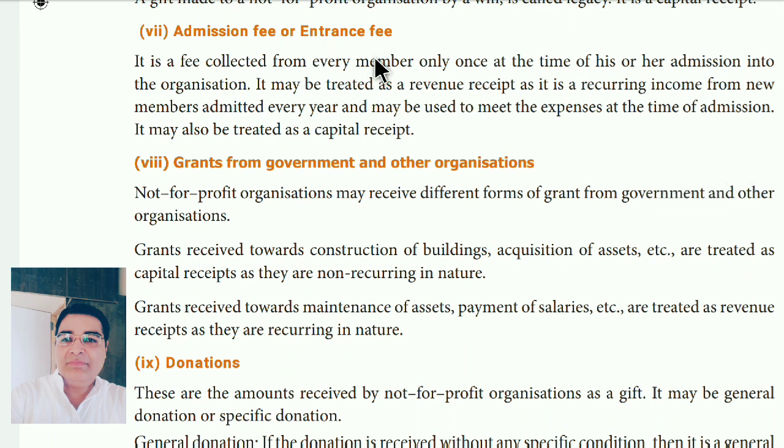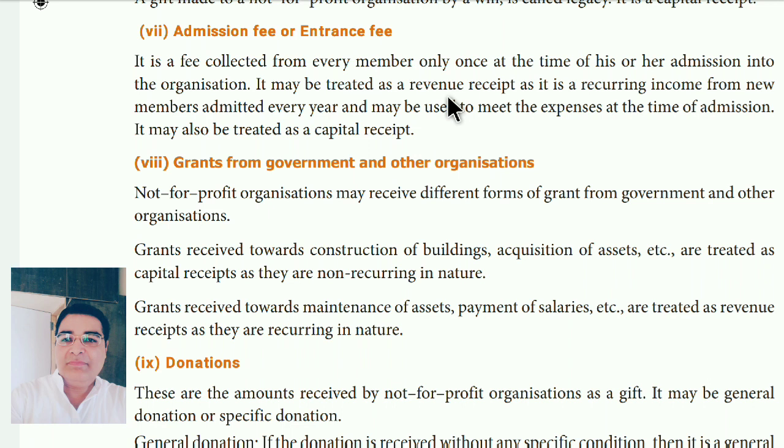Next one, admission fees or entrance fees. What is the meaning of admission fees or entrance fees? It is a fee collected from every member only once at the time of his or her admission into the organization. So whenever they are admitted to an organization, they have to give admission or entrance fees. It may be treated as a revenue receipt, as it is a recurring income from new members admitted every year and may be used to meet the expenses at the time of admission. It may also be treated as a capital receipt.